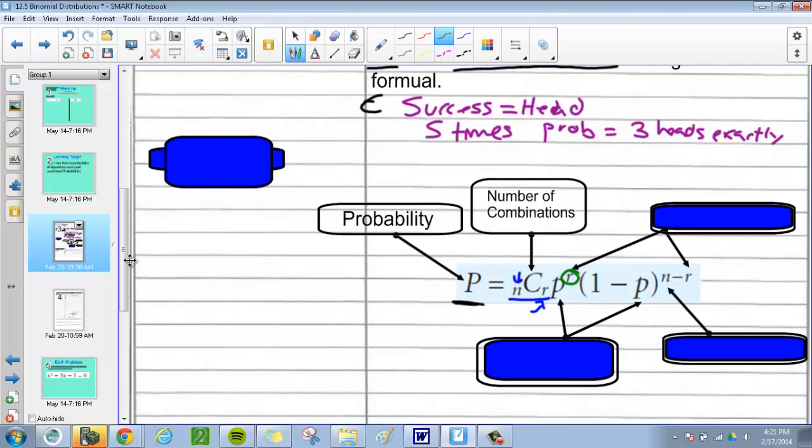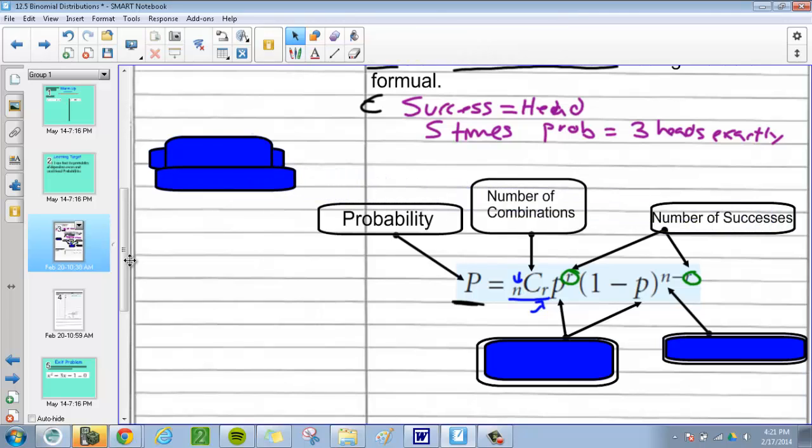See this r right there and that one? Those r's represent the number of successes. So in my flipping of a coin situation, we had 3 successes because we wanted 3 heads. Those are a success. Down here we got these p's. See that p right there and that one? The p represents the probability of a success. Well, what's the probability of getting a head? Probability of getting a head in this situation is 50%. So in this situation, p would be 0.5.